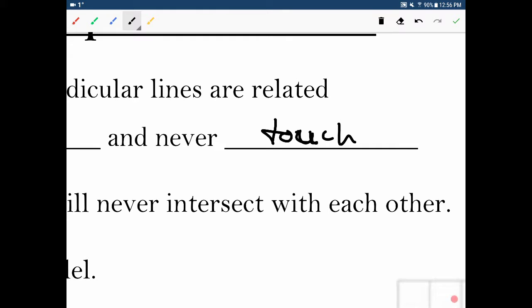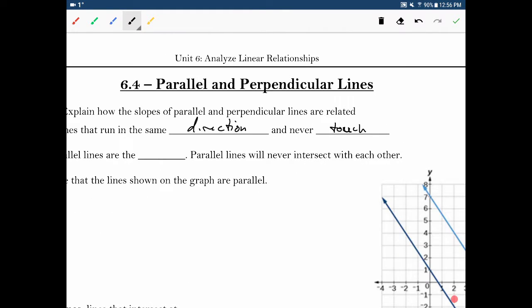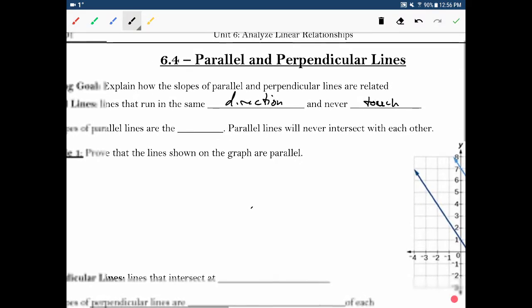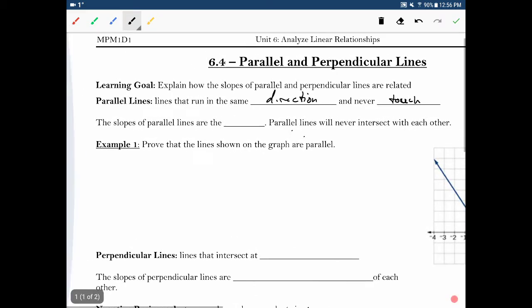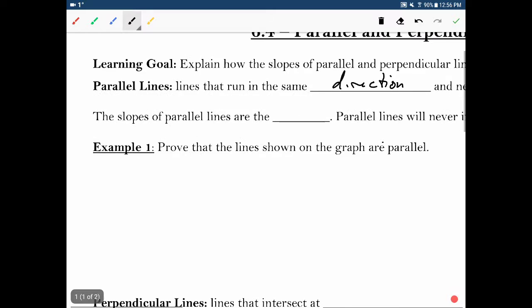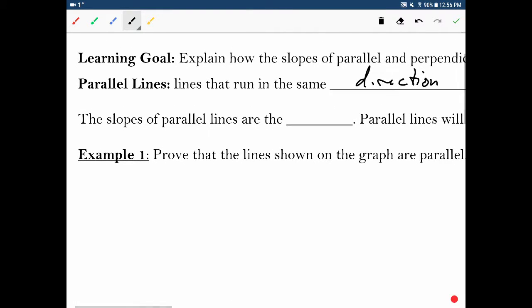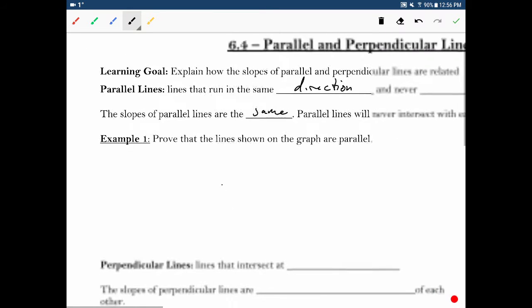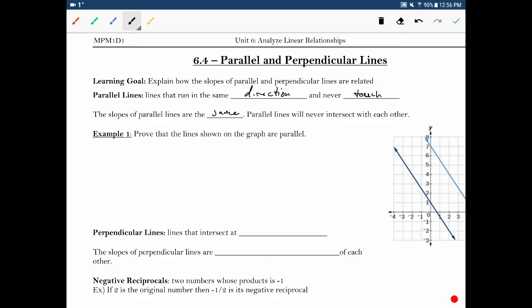That's a U. That's a weird looking U. Okay. So they run in the same direction and never touch. The fun thing about parallel lines is that the slopes are going to be equal. So the slopes of parallel lines are the same. All right? Parallel lines will never intersect with each other.